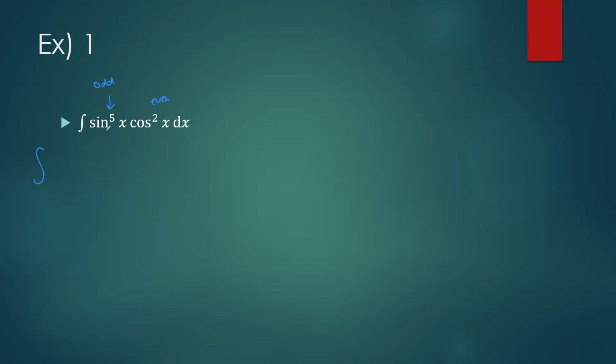I'm going to factor out one sine of x from sin fifth of x, because sin fifth of x is the same thing as sin of x raised to the fifth power. So you could take out one sine of x, and then you still have 4 more sines. And then I'm going to leave the cosine squared x dx alone for right now because it isn't odd.